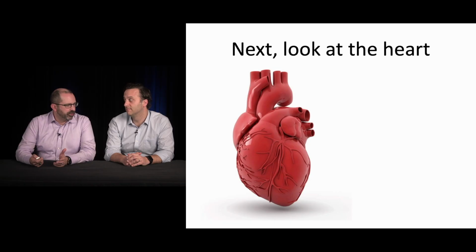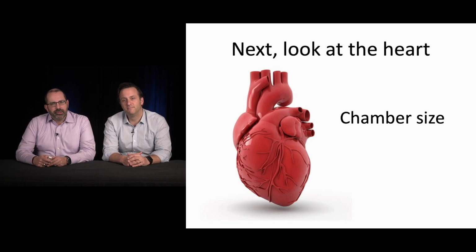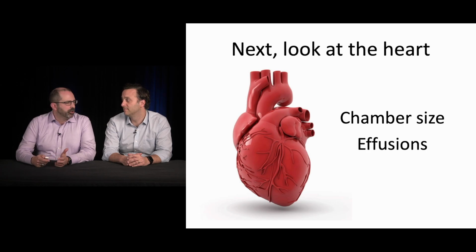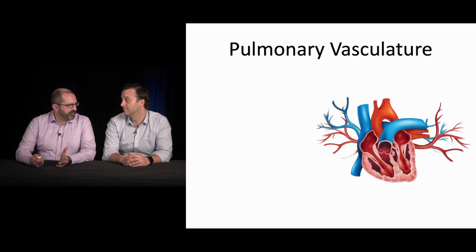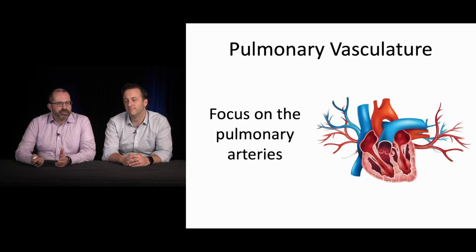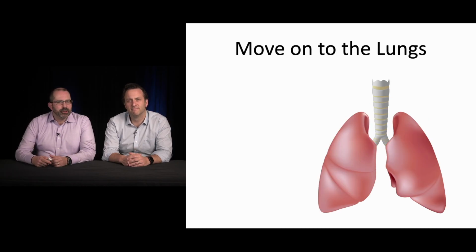Next, we're going to look at the heart because that will also kill you quick. So we're going to look at chamber size. Are things too big? We're going to look for things like pericardial effusions. And then we're going to move on to the pulmonary vasculature because that can also kill you pretty quickly. And so we're going to really focus on the pulmonary arteries, looking for things like pulmonary embolism. And then we're going to move on to the lungs, look for things like big pneumothoraces, et cetera.